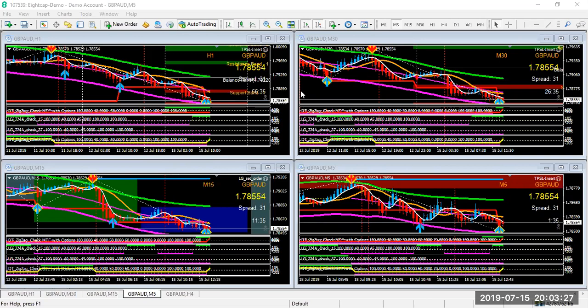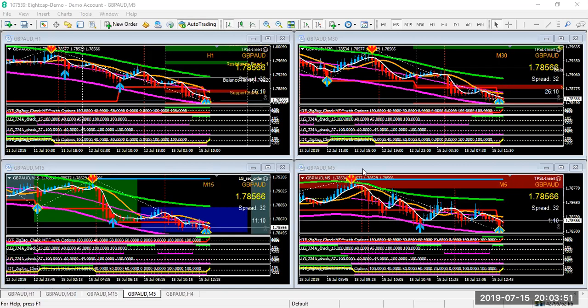Unless somebody's got a trade that we can look at straight away that's presenting on their currency pair. If not, we'll just go through what's occurring now.